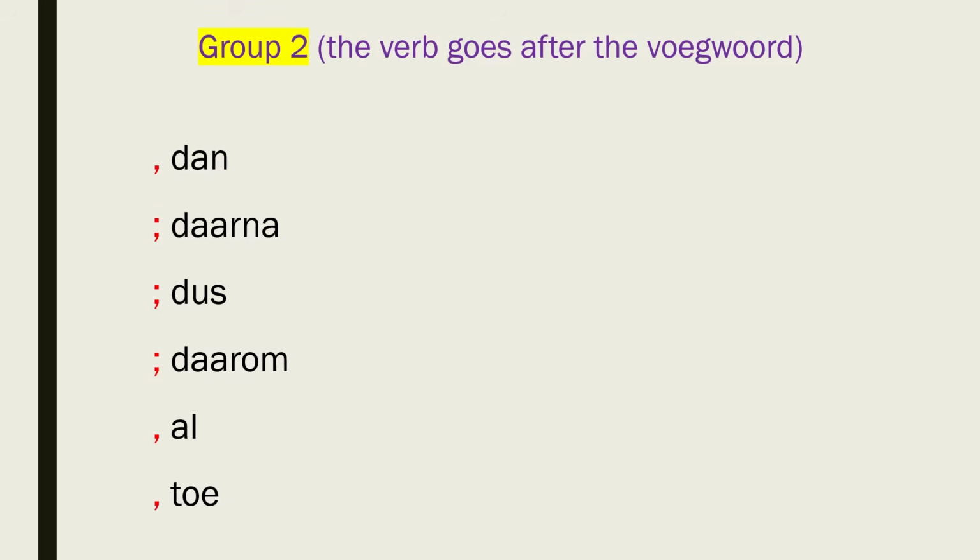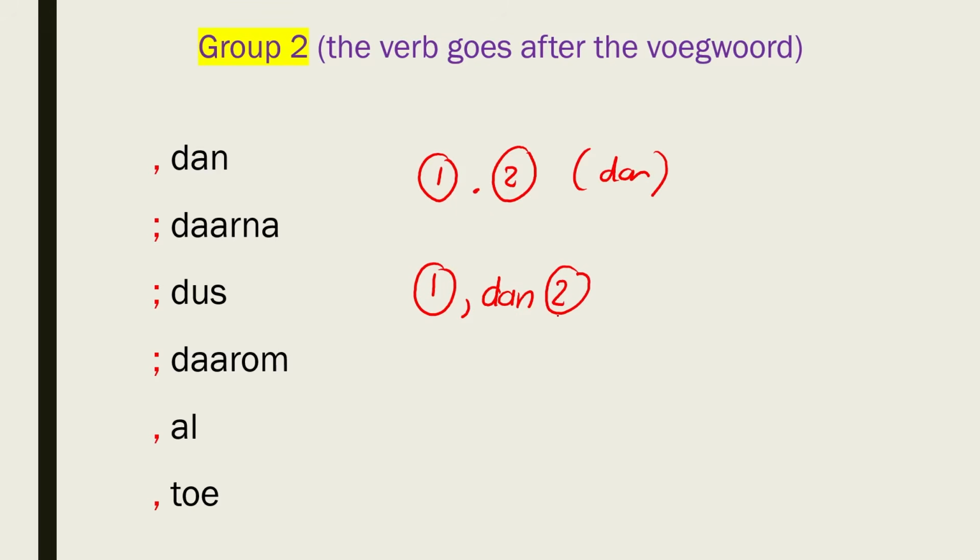With group 2, your werkwoord, your verb, is going to come immediately after you've added your voegwoord. So for example, if you have your sentence 1, full stop, and your sentence 2, and your voegwoord is dan, you will write your sentence 1, you write comma dan, then you'll write your sentence 2, but without the verb. The verb will come immediately after dan, from the second sentence. But we'll do an example.